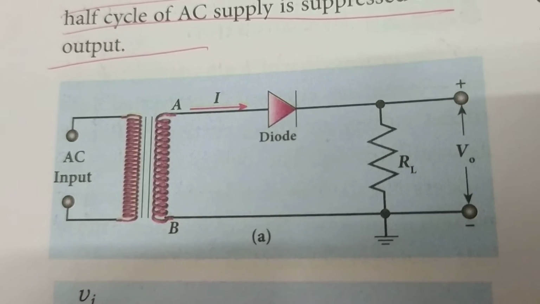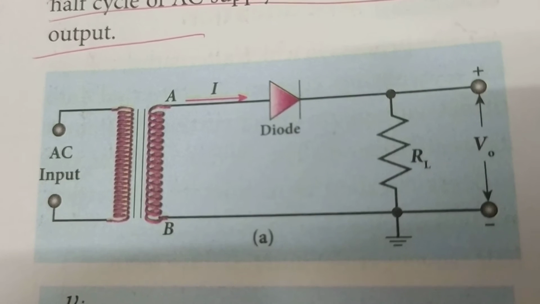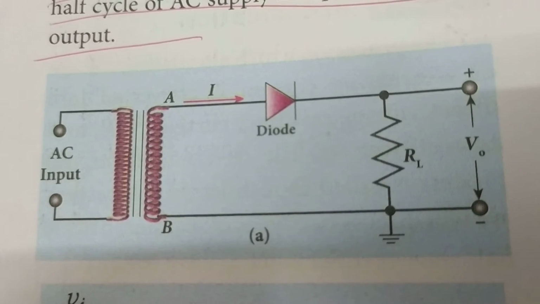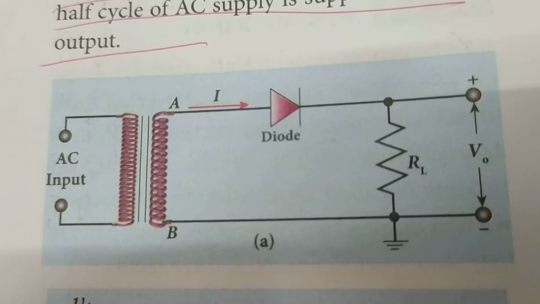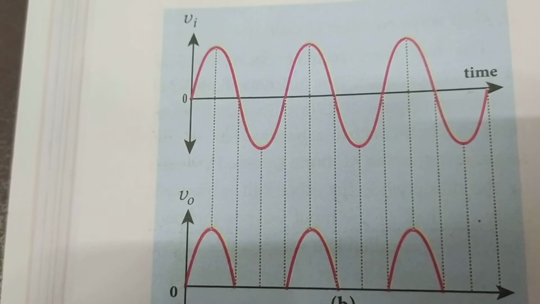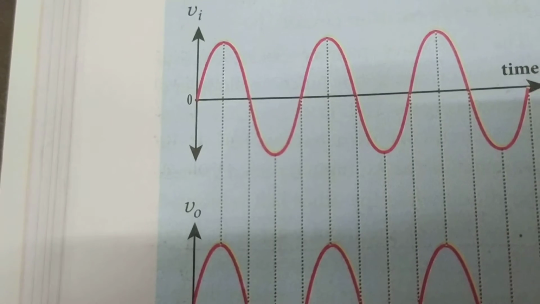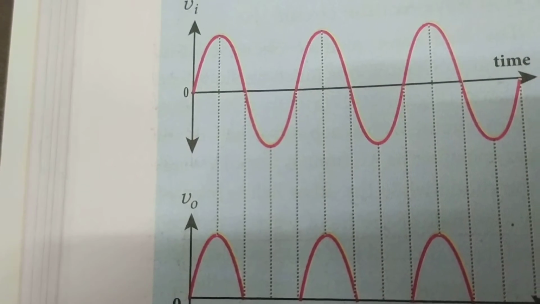During the positive half cycle, terminal A becomes positive and terminal B becomes negative, and the diode is forward biased. So you will get a waveform like this. The positive half cycle passes through, that is, it is rectified.